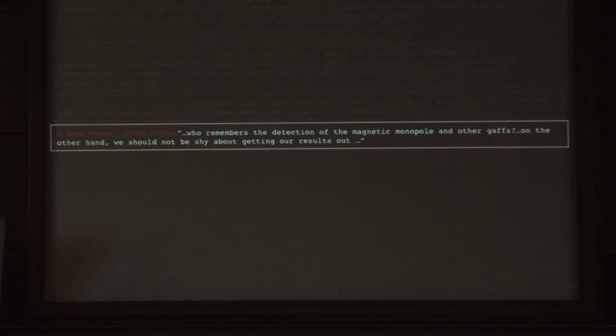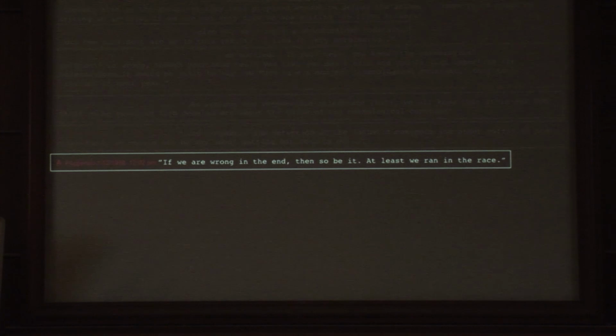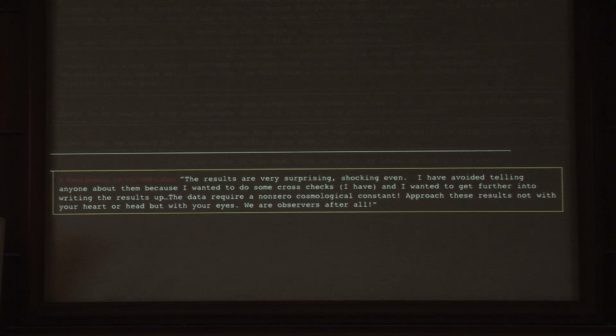John Tonry in Hawaii, who remembers the detection of the magnetic monopole and other gas? On the other hand, we should not be shy about getting our results out. Alex Filippenko, who was at the same institution as Saul Perlmutter and really did not want to be scooped by Saul: if we are wrong in the end, then so be it. At least we ran in the race.